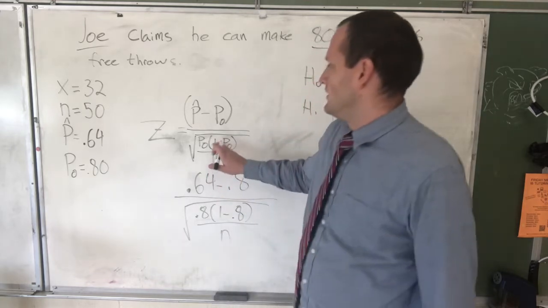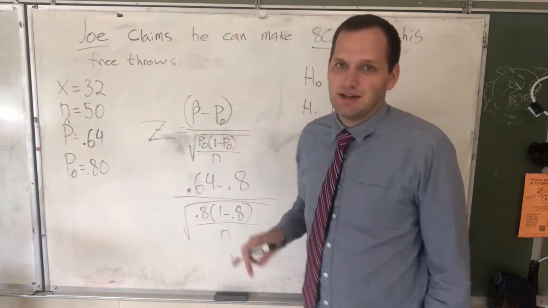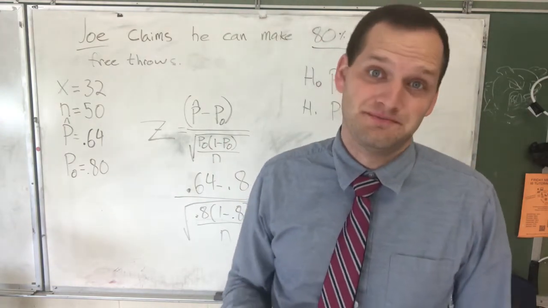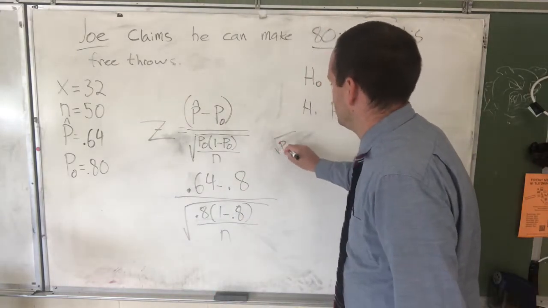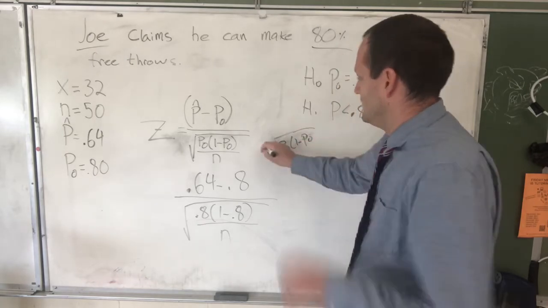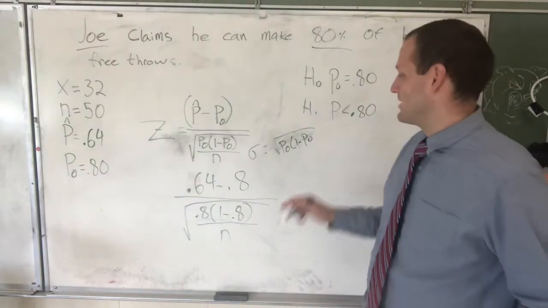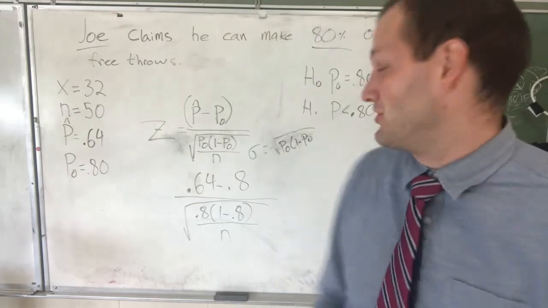Now down here, the square root of p naught, 1 minus p naught, that is the standard deviation of a proportion. Okay, this right here, the square root of p naught, 1 minus p naught, is the standard deviation. You might want to remember that, you might not. I'm probably not going to ever put that on a test. You don't have to worry about that really from me. That's more of just for future reference.